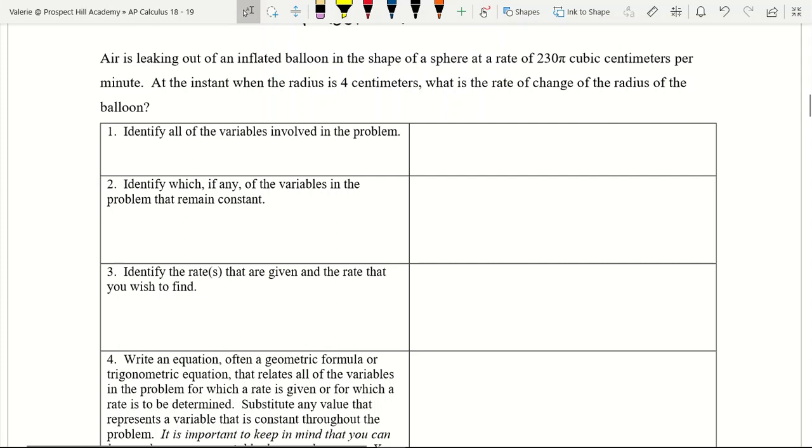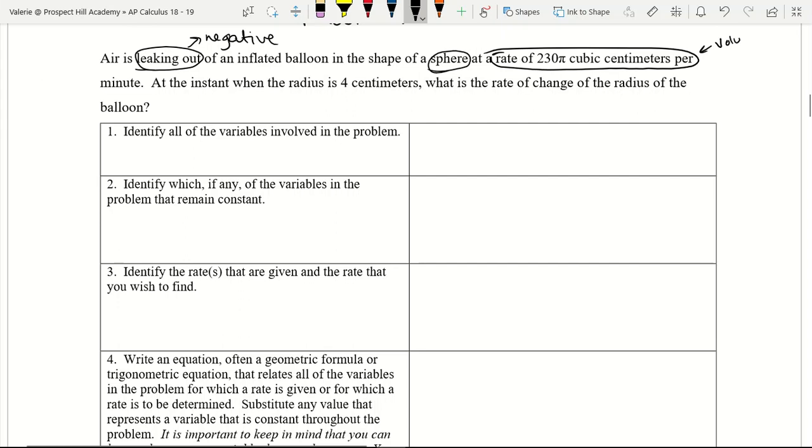So we know that air is leaking out of a balloon, so we know that something is going to be negative. We know our balloon is in the shape of a sphere. It's really important. That gives us an idea of what kind of formula we're going to be using. We have a rate of 230 cubic centimeters per minute. So if we're looking at cubic centimeters, then we know that we're talking about volume. And from page 119, we know that dV/dt is the rate of volume.